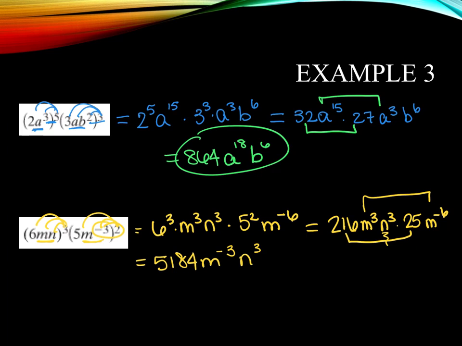Now when I look at this, I do have one little issue, and that is the fact that I have a negative exponent. So my m term is going to have to get bumped to the denominator. So I have 5,184 n to the third divided by m to the third. And this here will be my final answer.